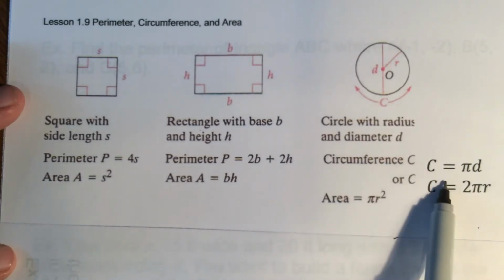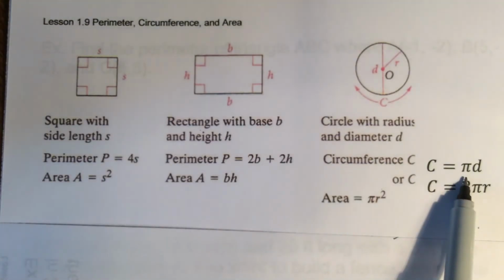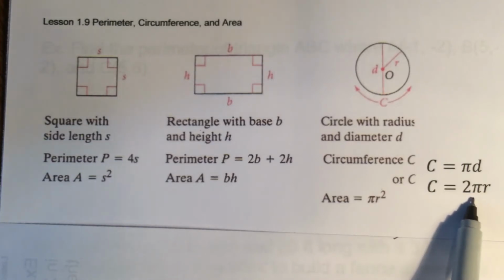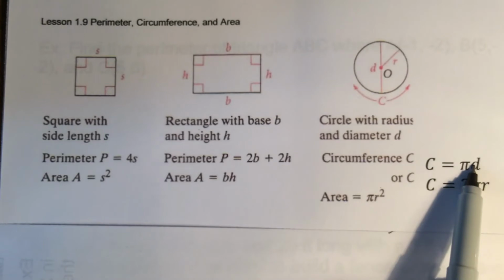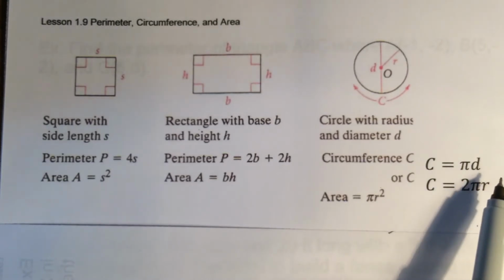So circumference. With diameter, you just take it times pi. With radius, you got to double it and then take it times pi. So that goes back to there's two radiuses in a diameter. So either way you look at it, if they give you the radius, double it, then take it times pi. If they give you the diameter, just take it times pi.